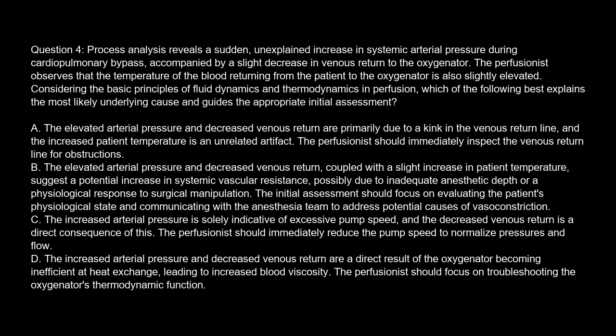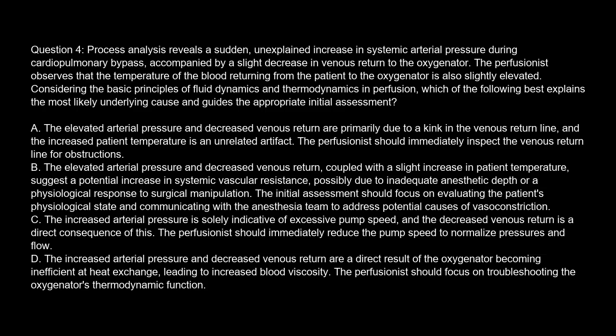Option A. The elevated arterial pressure and decreased venous return are primarily due to a kink in the venous return line, and the increased patient temperature is an unrelated artifact. The perfusionist should immediately inspect the venous return line for obstructions. Option B. The elevated arterial pressure and decreased venous return, coupled with a slight increase in patient temperature, suggest a potential increase in systemic vascular resistance, possibly due to inadequate anesthetic depth or a physiological response to surgical manipulation. The initial assessment should focus on evaluating the patient's physiological state and communicating with the anesthesia team to address potential causes of vasoconstriction.